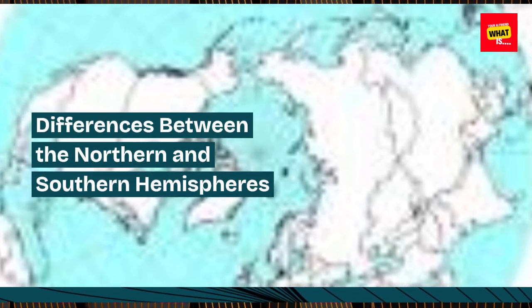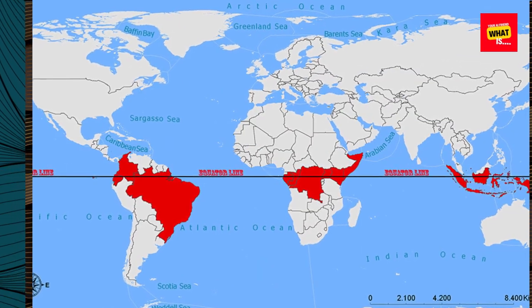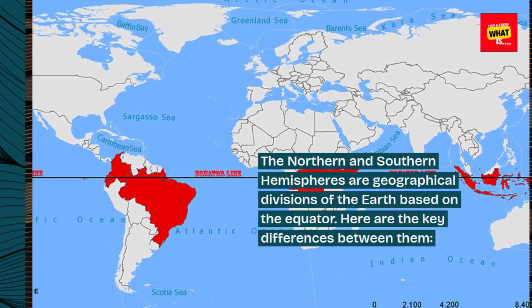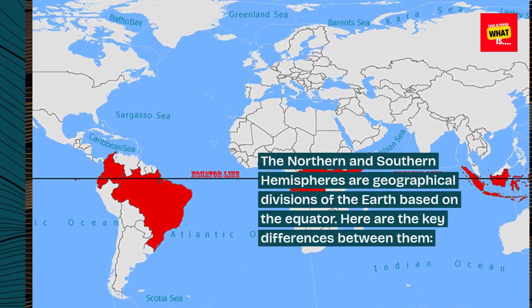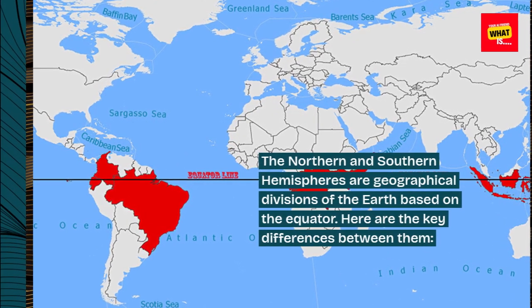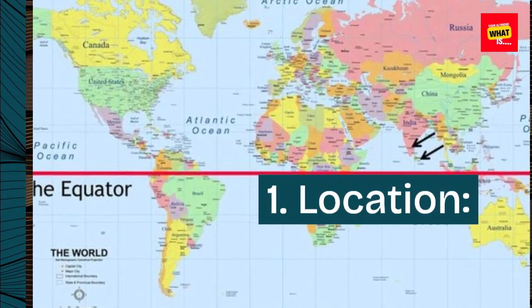Differences between the Northern and Southern Hemispheres. The Northern and Southern Hemispheres are geographical divisions of the Earth based on the equator. Here are the key differences between them. 1. Location.